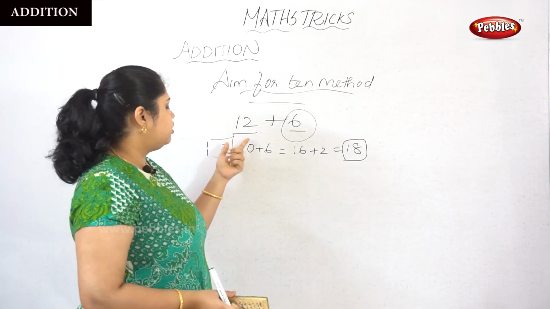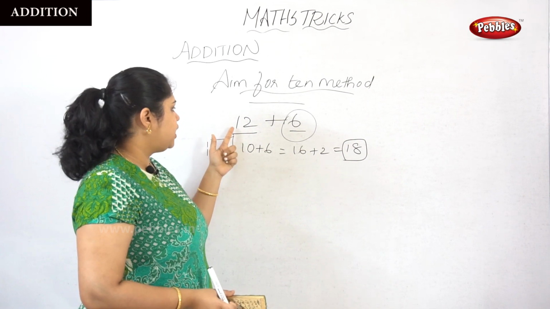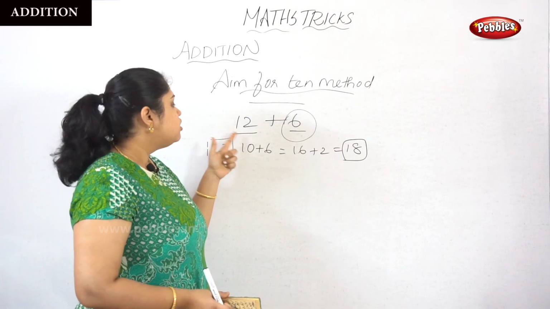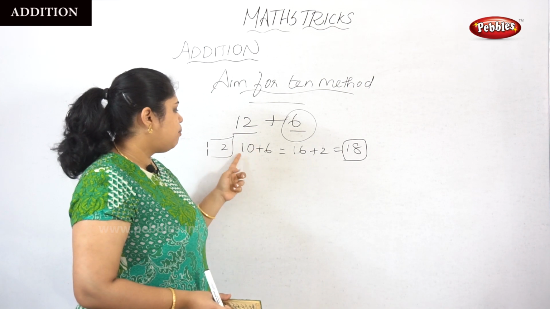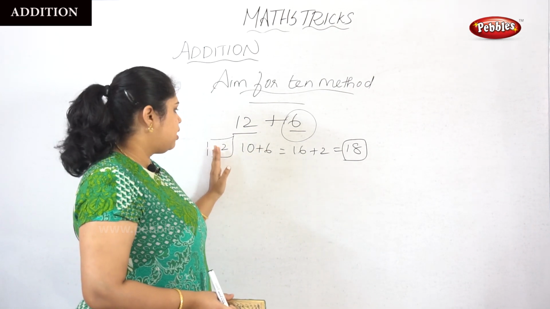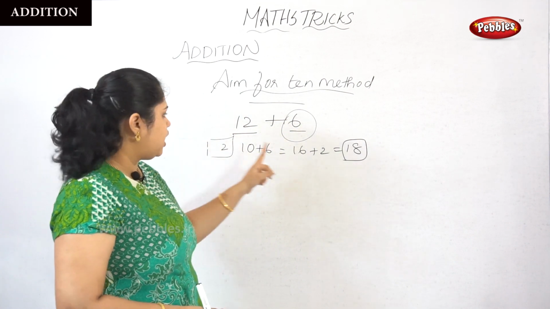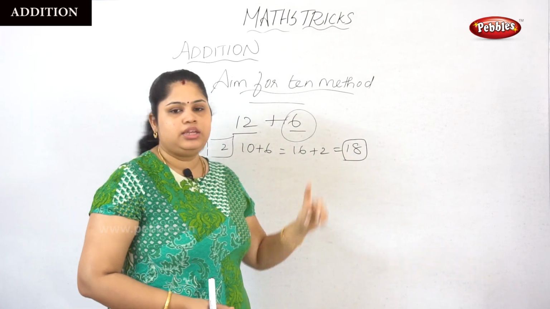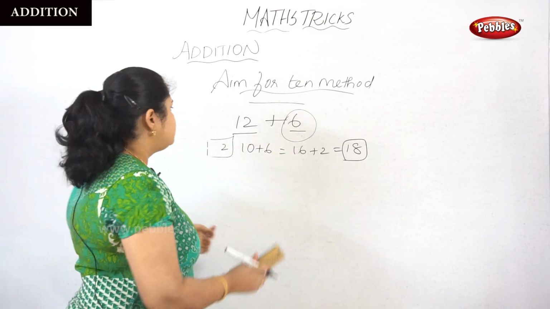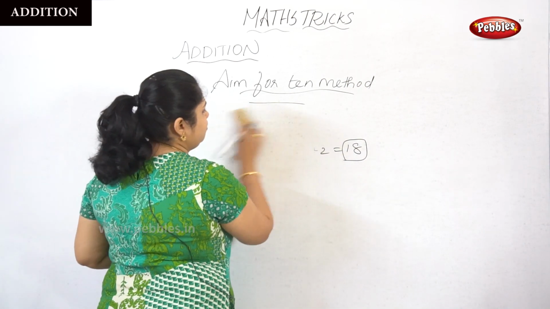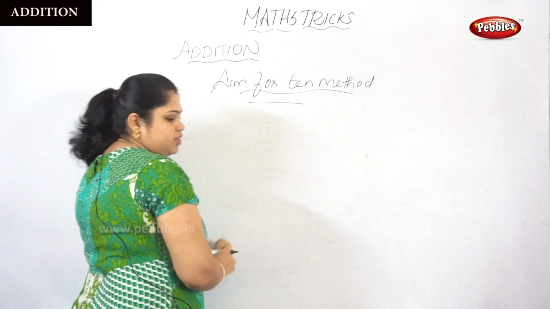So we are aiming for a 10 for the 12. Here is a 12. If we round up the number to 10, the 2 is the remaining. So 10 plus 6 is 16. So the 2 remaining, after adding 2 to 16, it's 18. Okay, whereas we have another type of problem, we'll see that.